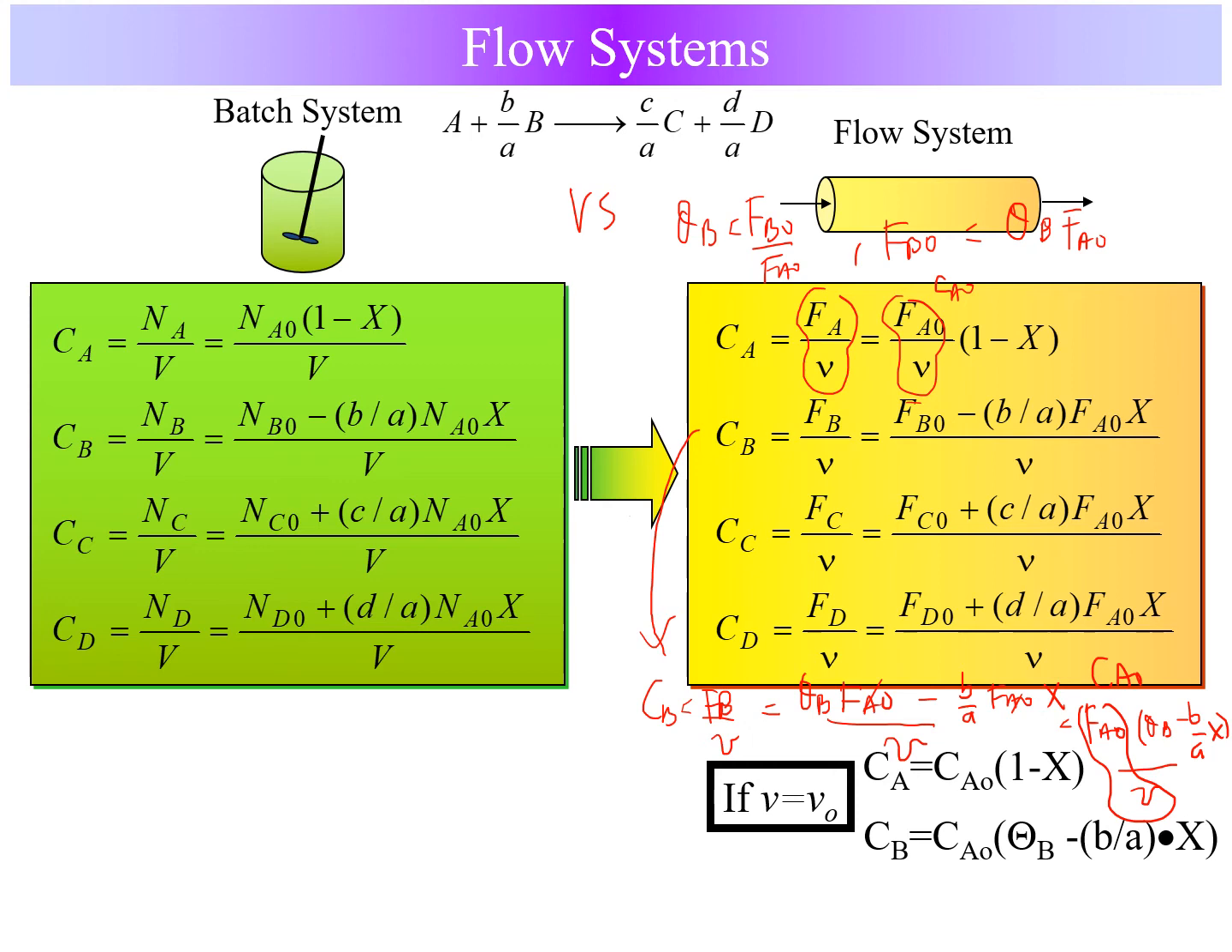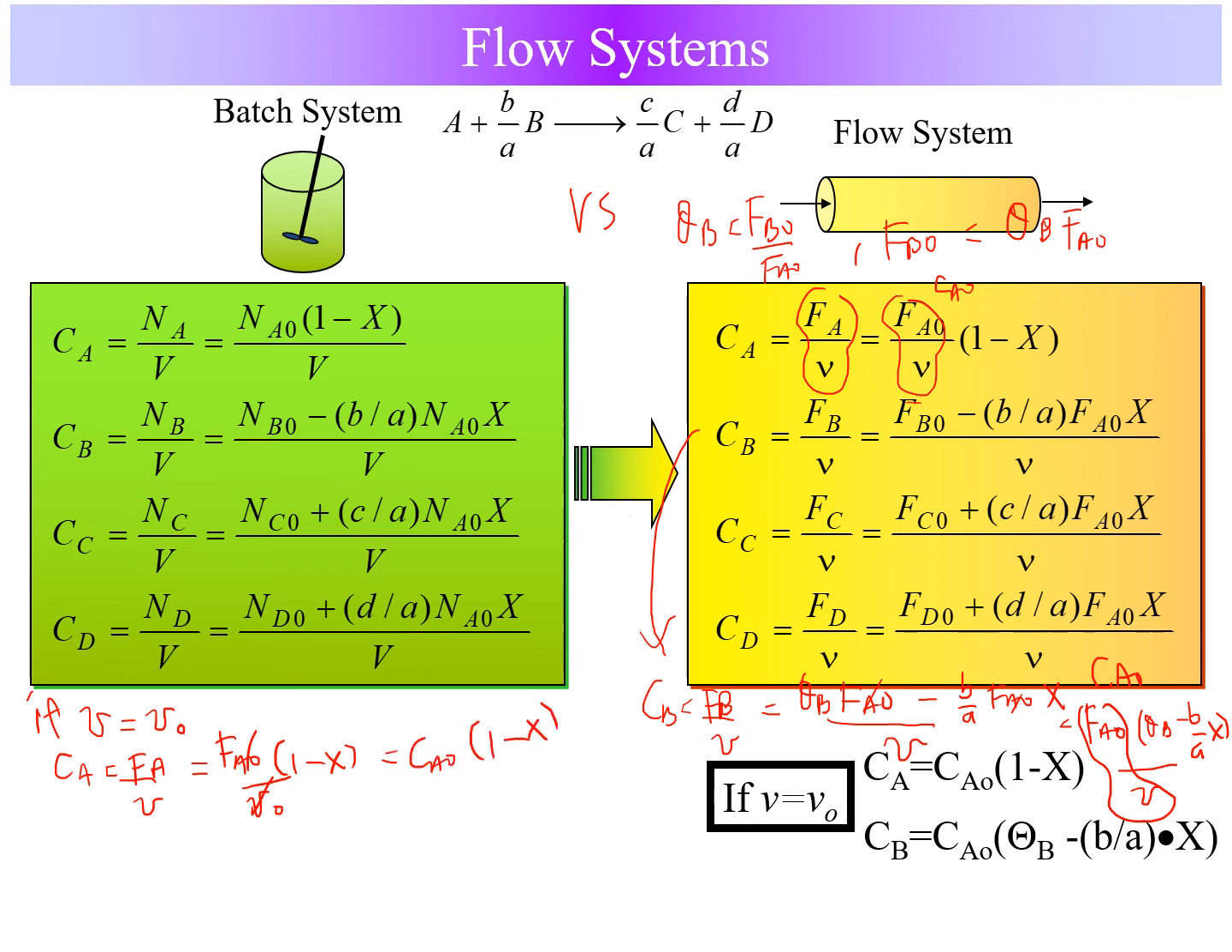So how do we get this? If V is equal to V naught, a constant volumetric flow rate, then CA is equal to FA over the volumetric flow rate, which is FA naught times 1 minus X over the volumetric flow rate. You just cancel this, and it becomes CA naught times 1 minus X.